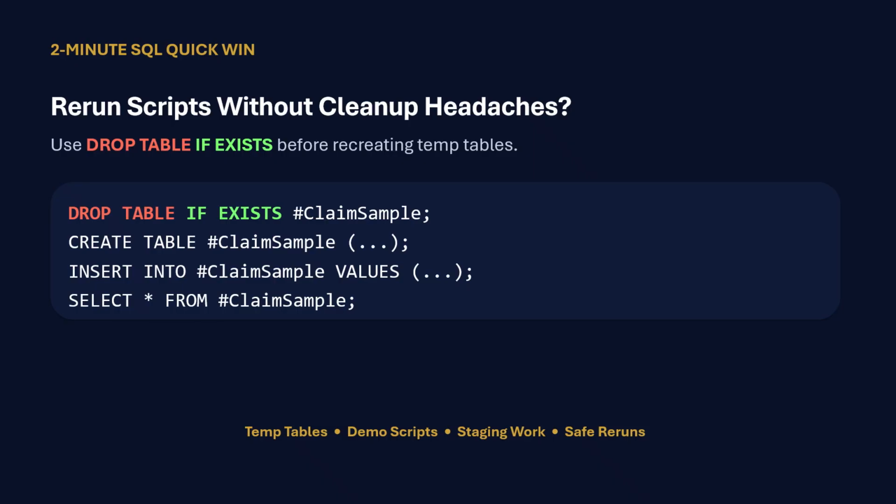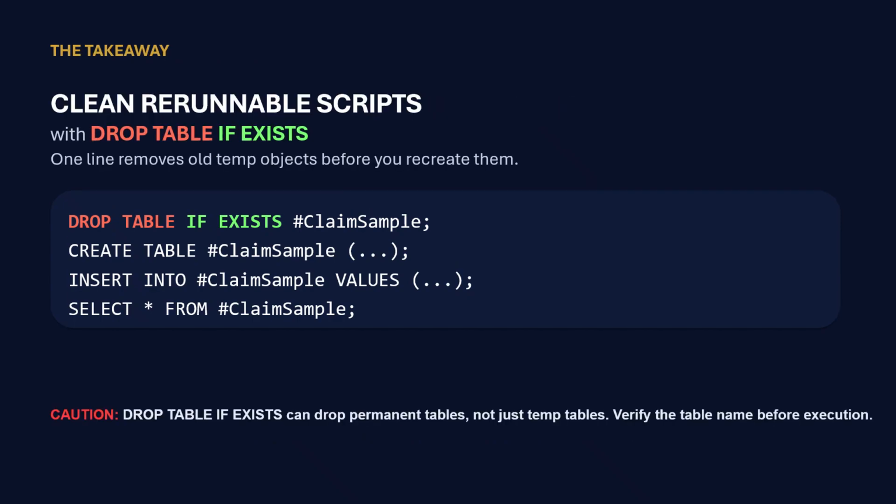The takeaway is simple. Drop table if exists gives you a clean starting point before creating a table, which makes temp table and demo scripts much easier to rerun. But remember, this command still drops the object. It can drop permanent tables too, not just temp tables. So use it intentionally and always verify the table name before execution.